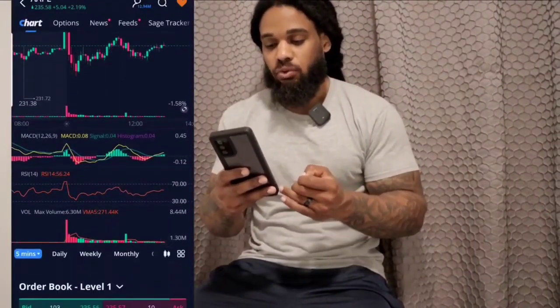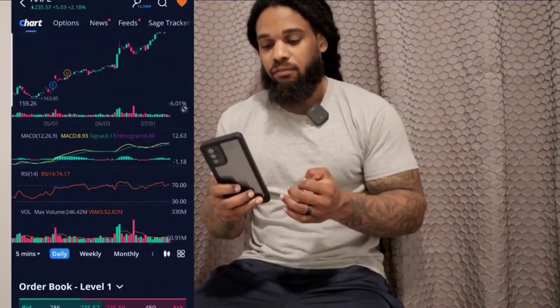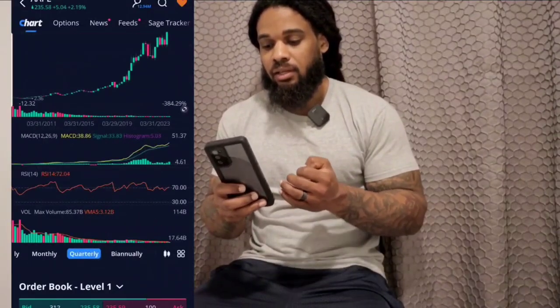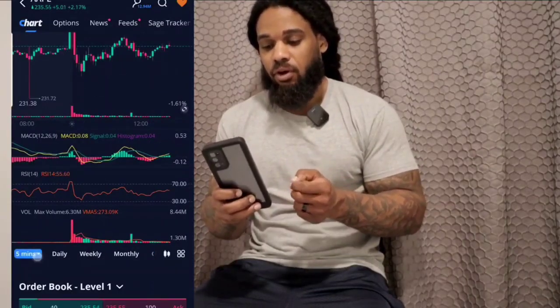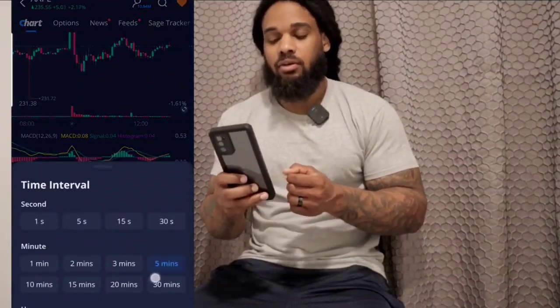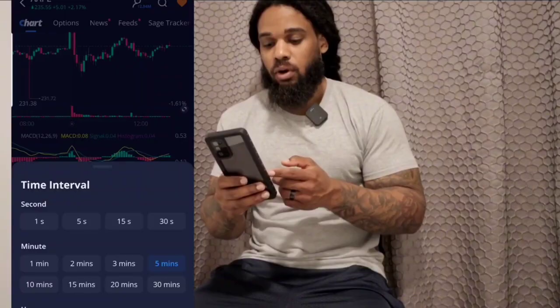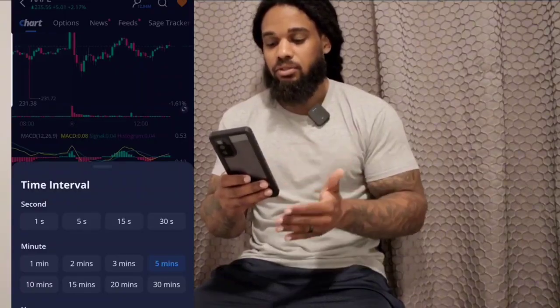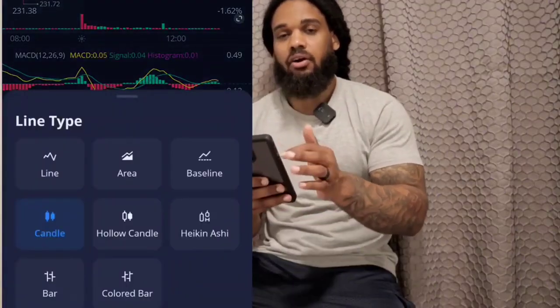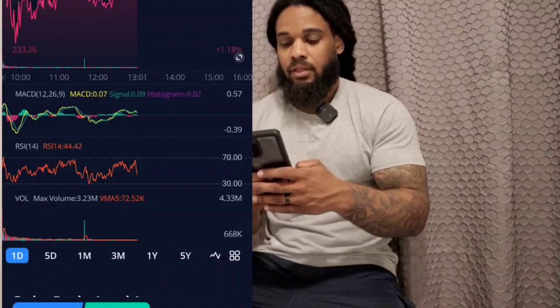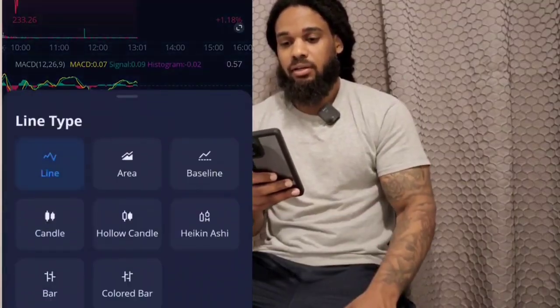Once you're in the Apple stock, you're going to see the different time frames as you scroll down. As you can see, we have the 5-minute, daily, weekly, monthly, quarterly, etc. You could also change the time frame on the 5-minute. As you can see, we could go to the 1 minute, 2 minute, 3 minute, 10 minutes, 30 minutes, and so on. In addition, if you click this button right here, you could change from candlestick to line chart. So you can see now our chart is showing lines. If you want, you could just go back to the candlestick right here.